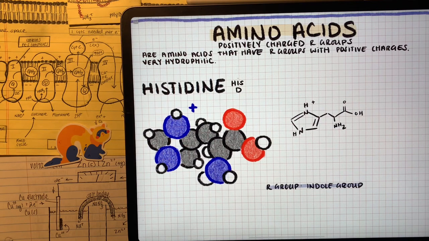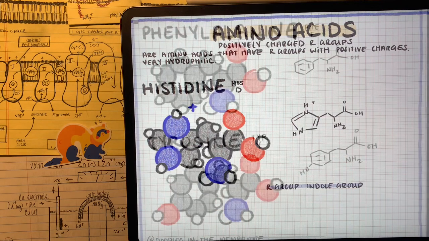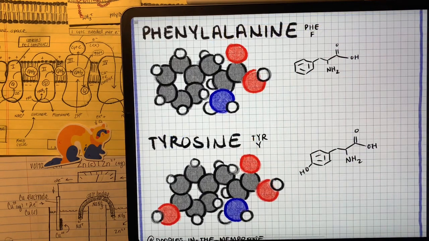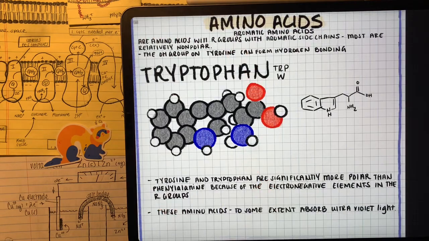For the last set of amino acids that we're going to talk about for the common 20, we have the aromatic amino acids, meaning that their R groups are aromatic. And we have 3. We have phenylalanine, always have trouble saying that one, tyrosine, and tryptophan. Now, the interesting thing is that tryptophan and tyrosine, and to some extent phenylalanine, absorb ultraviolet light.